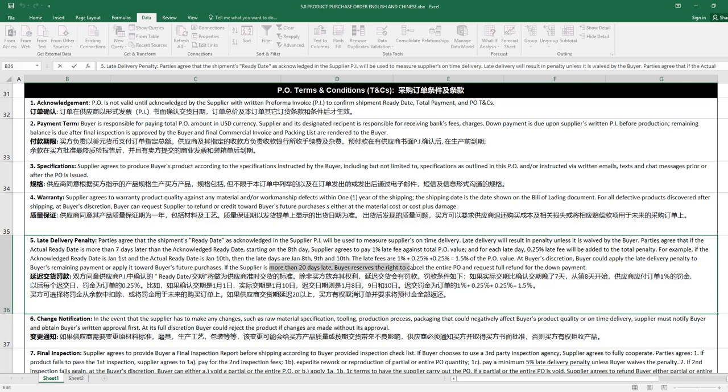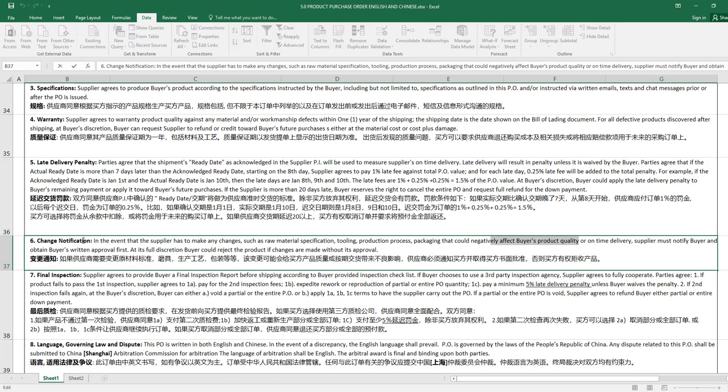Buyer reserves the right to cancel the entire PO and request full refund for the down payment, then leave it open. And if the supplier is late perpetually and we don't have any recourse, so this is why this is here. If they are perpetually late, you have the right to cancel.